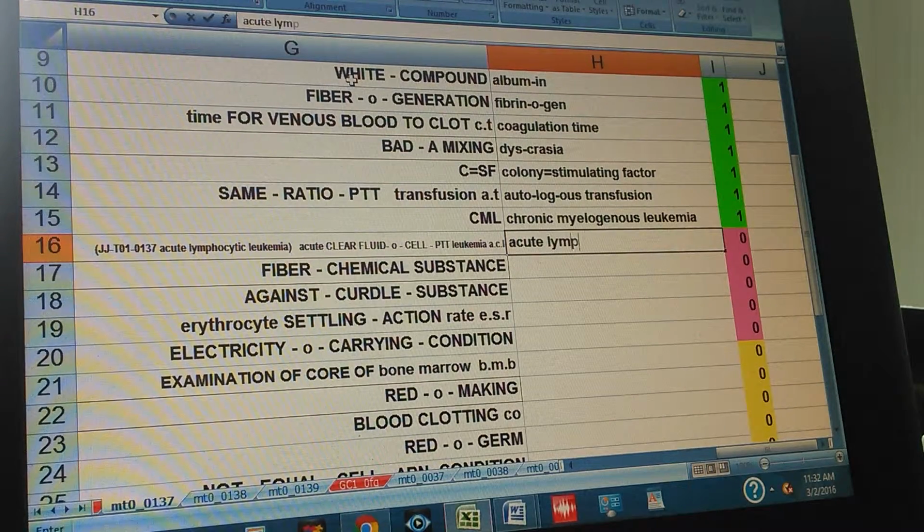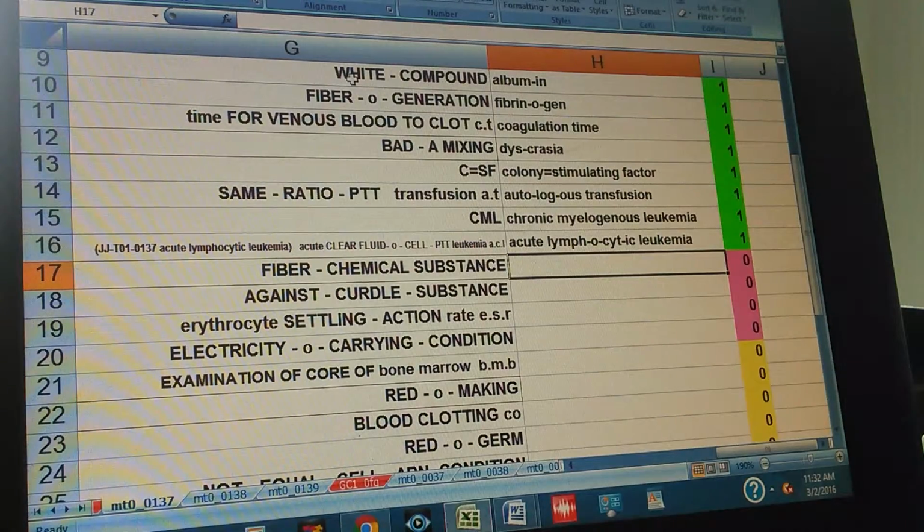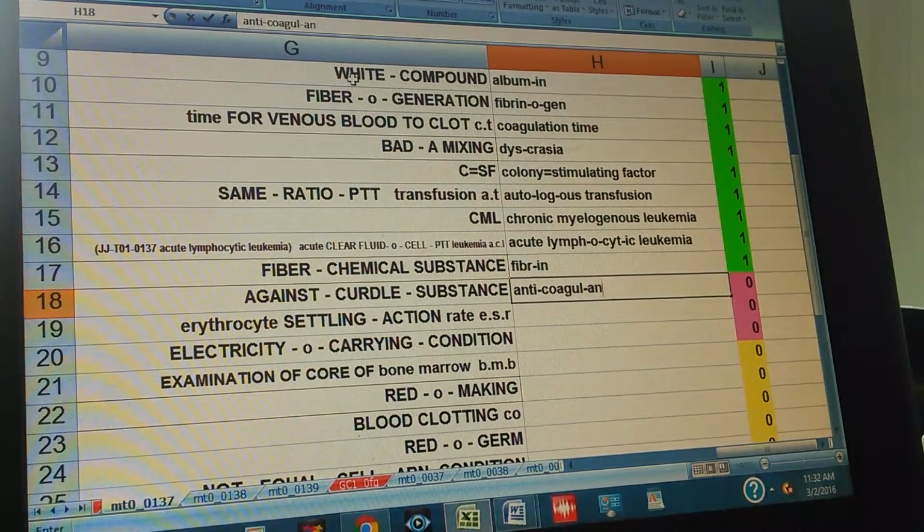Acute lymphocytic leukemia. Good. Fiber, chemical substance. Fibrin. Against, curdle, substance. Anticoagulant.